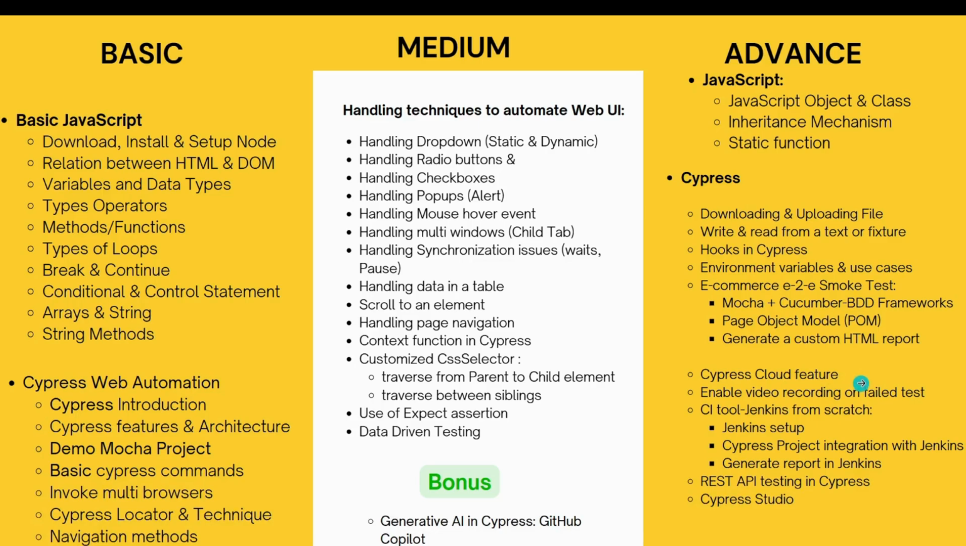We'll also learn how to enable video recording on failed tests without writing any code. We'll see the CI tool Jenkins from scratch, like Jenkins setup as a standalone server, and we'll see how we can integrate our Cypress project with Jenkins job execution and generate a report there.